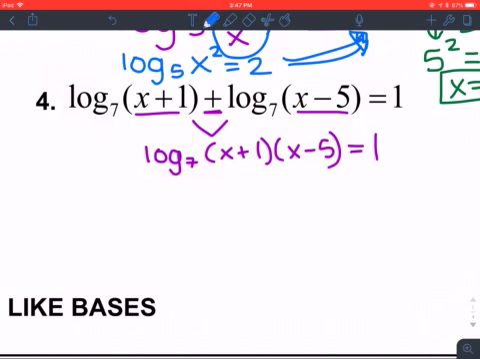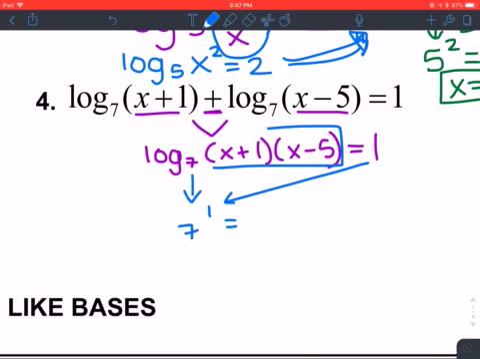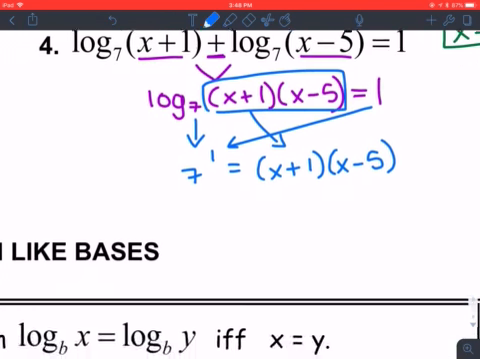Now that I've condensed this into a single log, I can rewrite it as an exponential function. So our base is 7 raised to the power of 1 is equal to, and this entire multiplication is our argument. So our solution is then x plus 1 times x minus 5. Okay, now we need to solve for x. So we have 7 to the power of 1 is 7 is equal to x squared minus 4x minus 5.